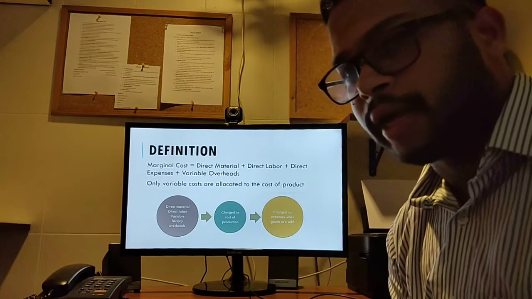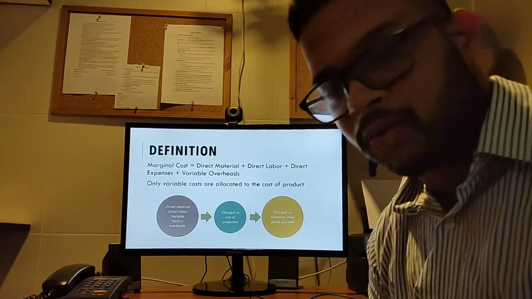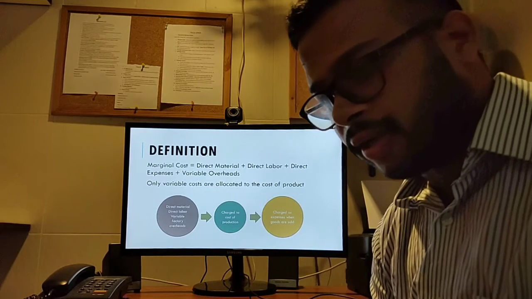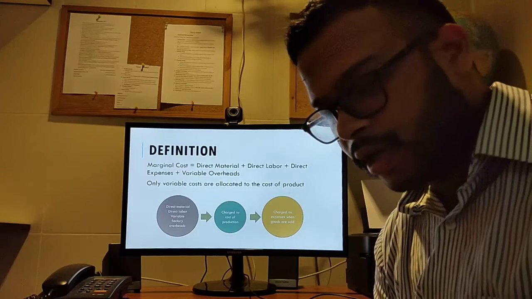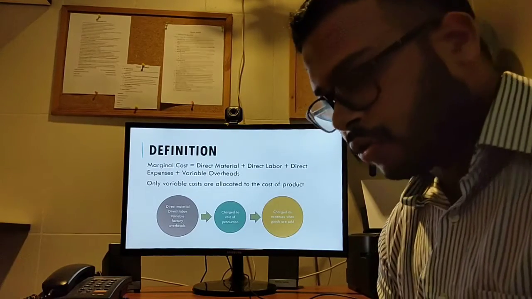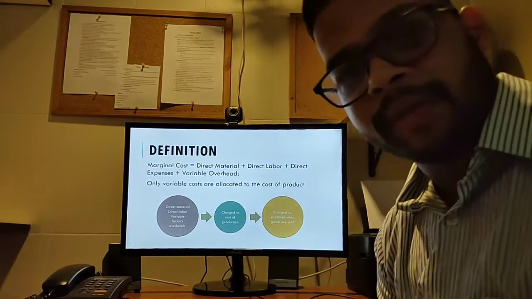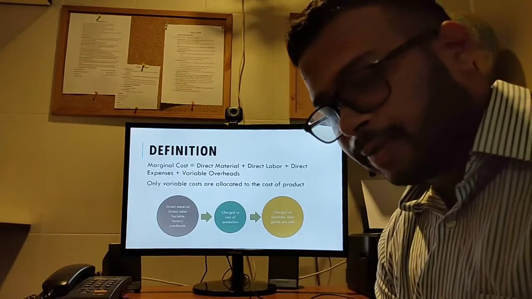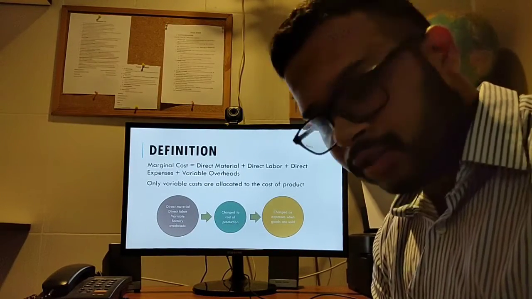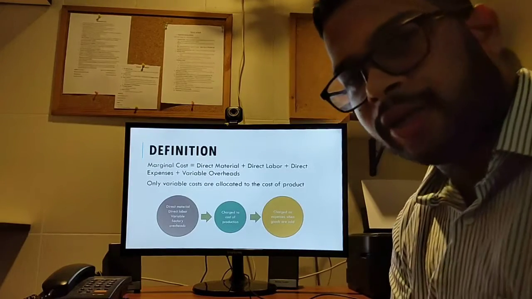When you look at pricing as a whole, you need to consider three things: your selling price, your profit, and your cost. Your variable costs are basically charged to the cost factor in that formula, and that in turn helps you determine your selling price, which will give you the profit margin that you're looking for.